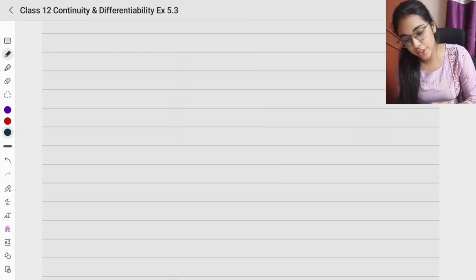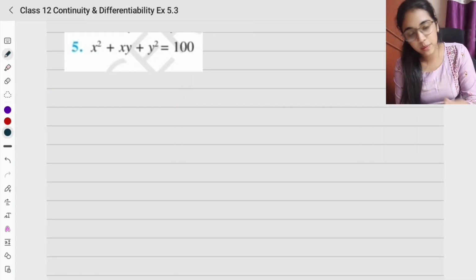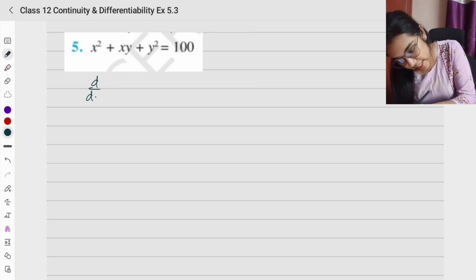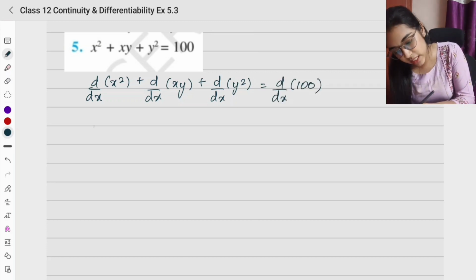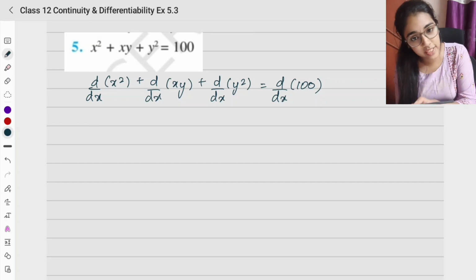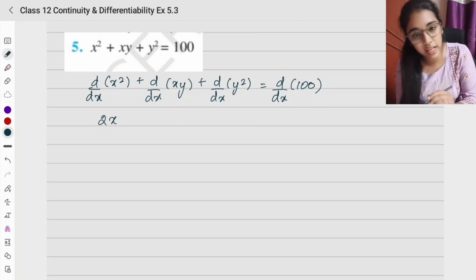Moving on to fifth question. x square plus xy plus y square equal to 100. So d by dx on both sides, I have d by dx of x square plus d by dx of xy plus d by dx of y square is equal to d by dx of 100. So what do we have here? d by dx of x square. What is the derivative of x square? It is going to be simply 2x. What is your variable here? x. Differentiating with respect to x, it is going to be 1.